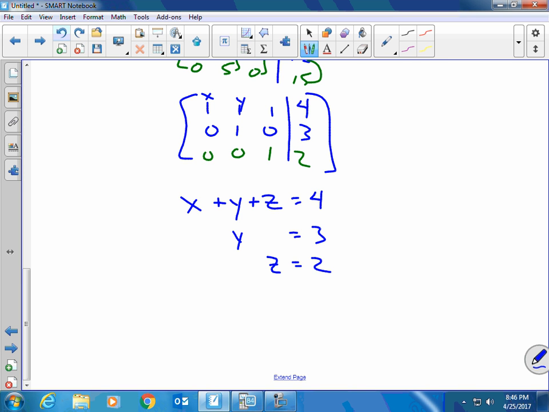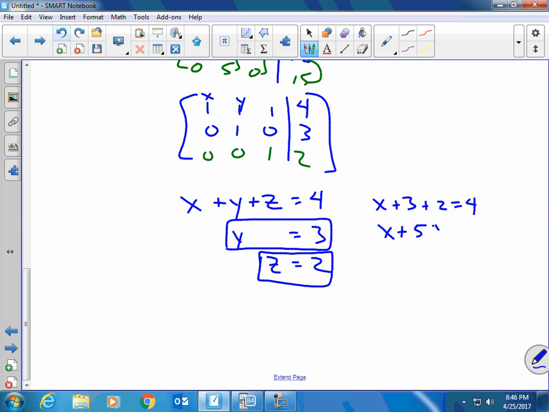Look what I have. I know that y equals 3. I know that z equals 2. I can substitute that back into the first equation and find x. Combine like terms. Subtract 5, and I get a negative 1. So I have my 3 variables, x, y, and z.